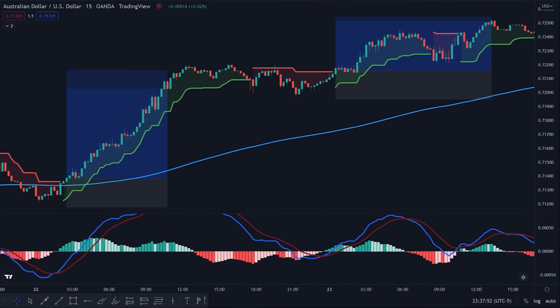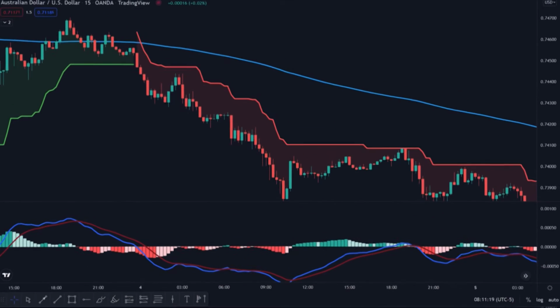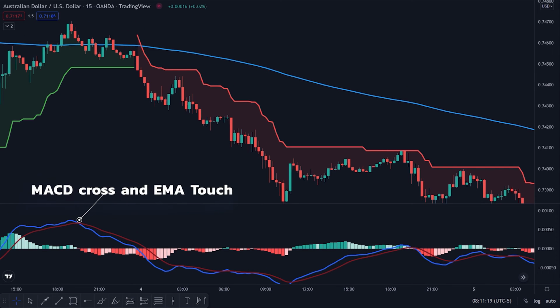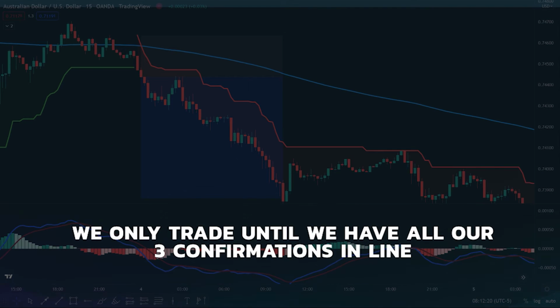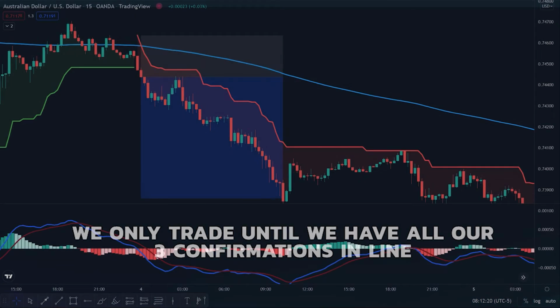So, we are not going to trade everything we see. For example, if we see a MACD cross and an EMA touch, but the super trend indicator has not shown any change of character in the trend, we must remain patient and learn how to filter our trades. We only trade when we have all of our three confirmations in line.